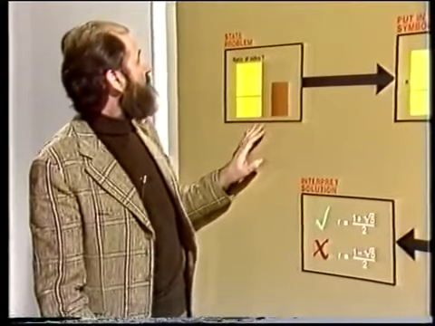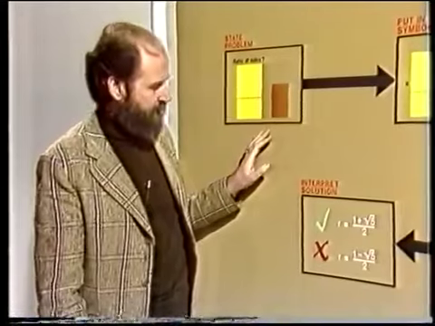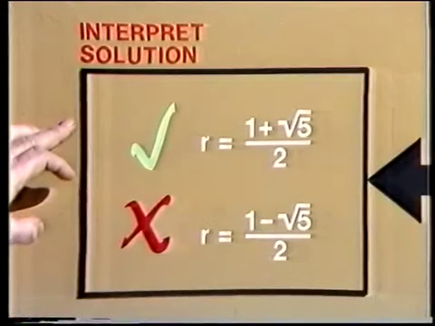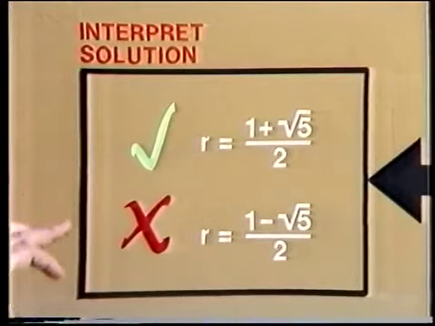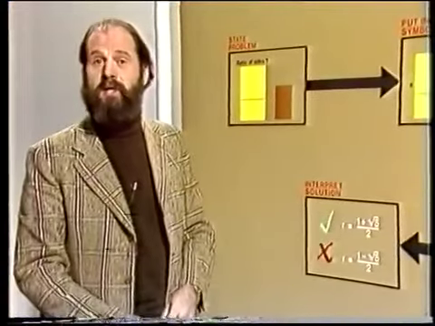Now, the original problem is a ratio of sides, and so therefore the answer must be positive. And so the positive number is acceptable as a solution, but we've got to reject the negative one. Well, that was straightforward enough.